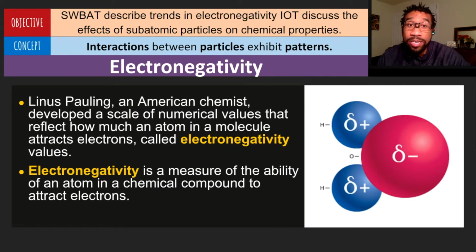So if you look to the right, there's this traditional water molecule with the delta plus and the delta minus, and it's showing you that the hydrogen atoms are slightly positive and the oxygen atoms are slightly negative because there is actually an uneven distribution of electrons, and it's due to this measurement that Pauling came up with called electronegativity.